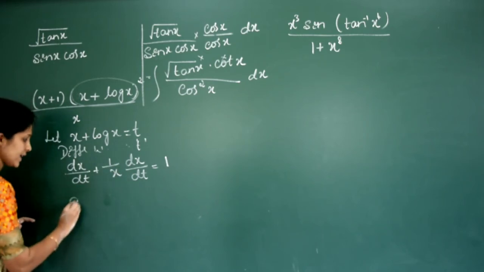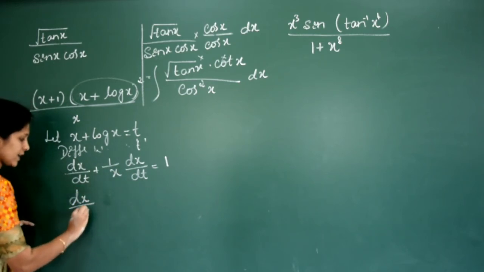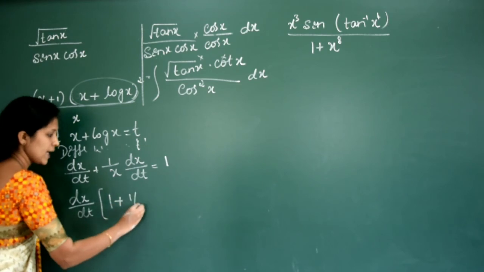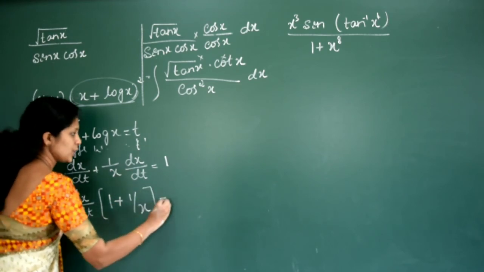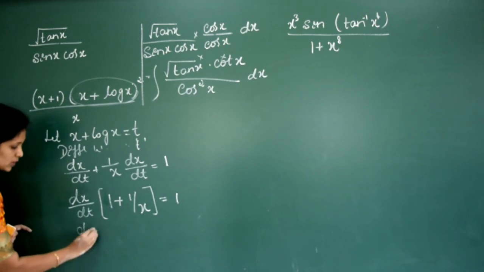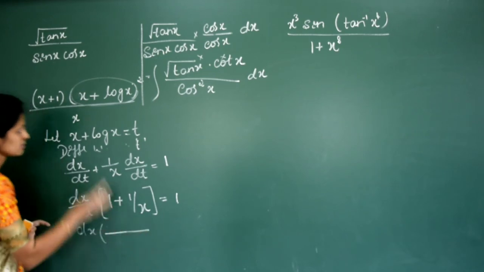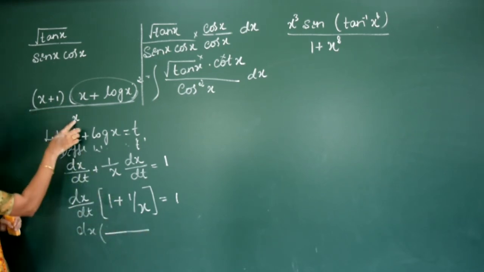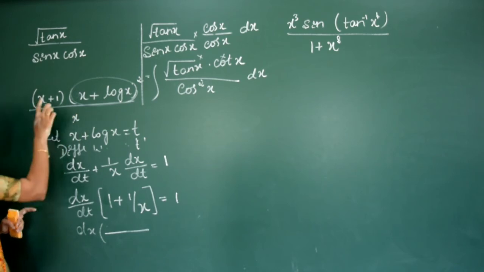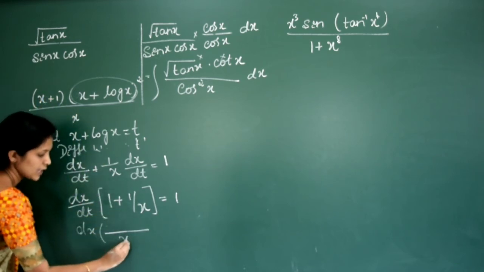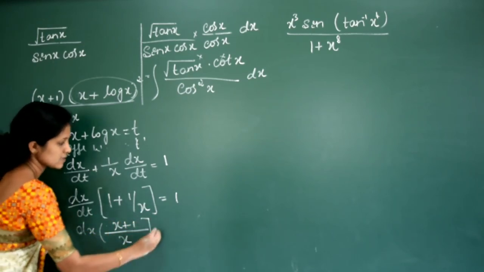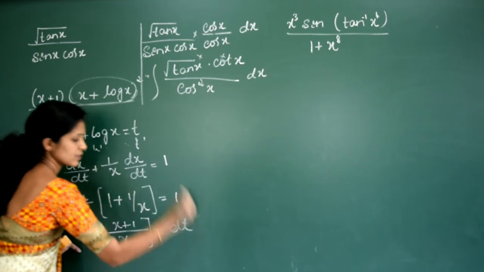Now we can take dx by dt common, right? If we take dx by dt common, what is remaining? 1 plus 1 by x is equal to 1. Now we'll take the LCM here: x plus 1 divided by x. So this will be x plus 1 by x into dx is equal to dt, right?